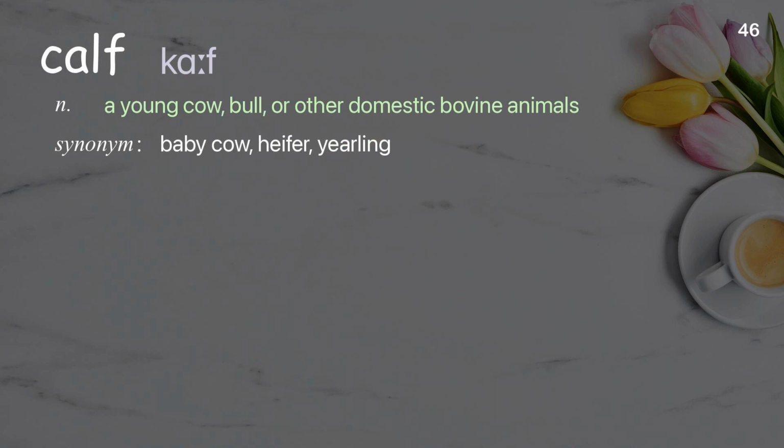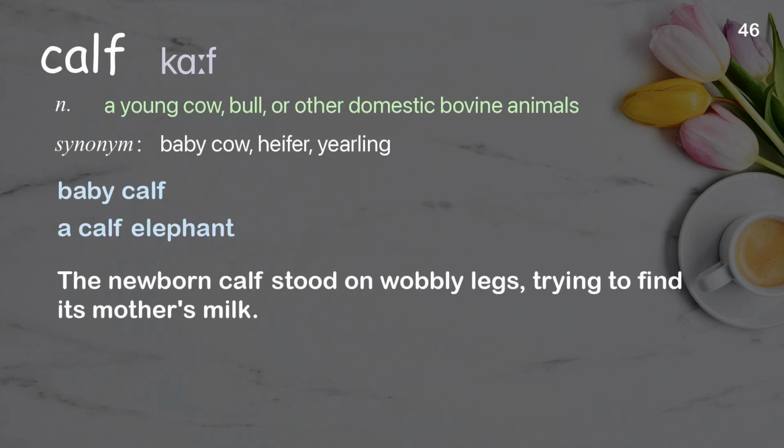Calf. A young cow, bull, or other domestic bovine animals. Examples: Baby calf. A calf elephant. The newborn calf stood on wobbly legs, trying to find its mother's milk.